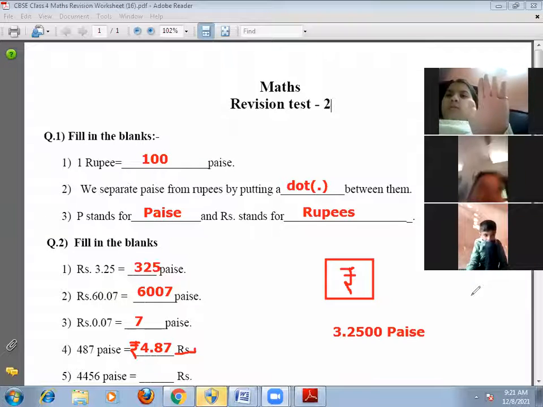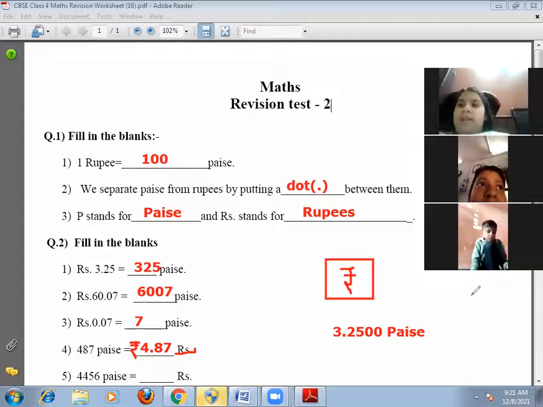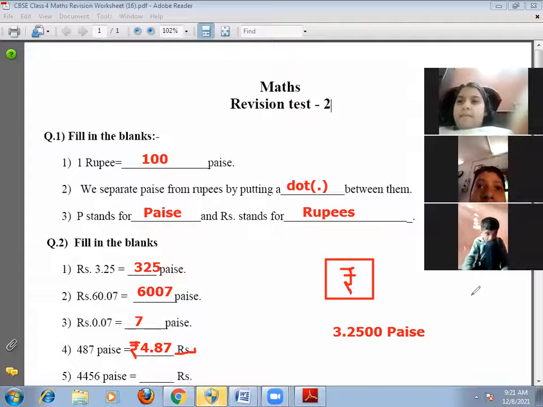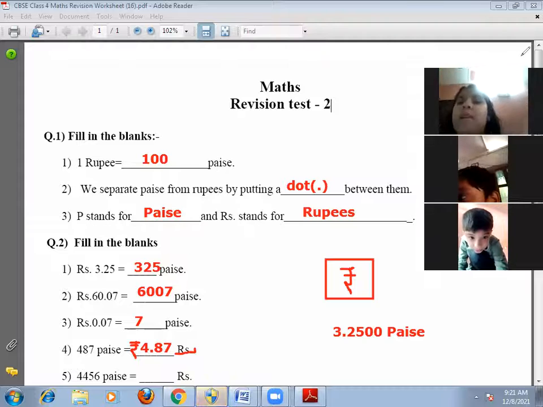Ishita, are you ready? Yes, Ishita, unmute yourself. Yes, beta. Bharat, sit properly. Cross your legs, Bharat. Yes, beta. Next, Ishita.